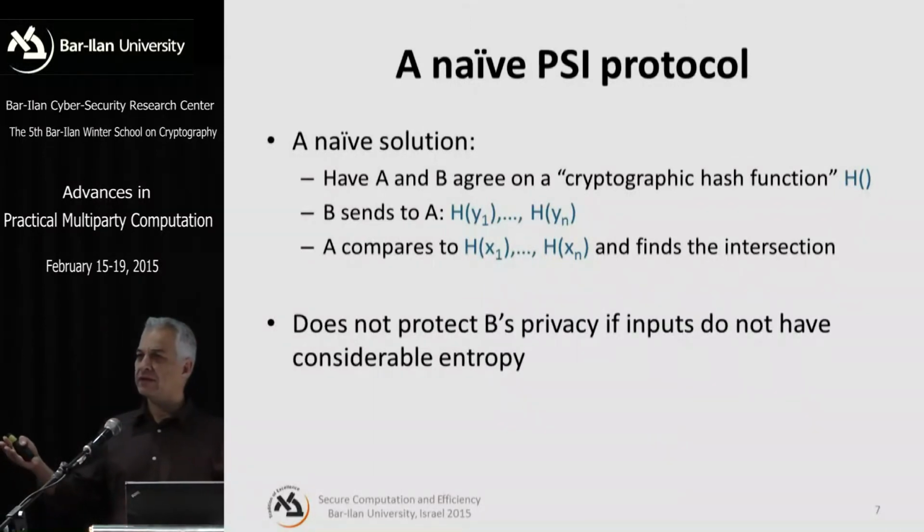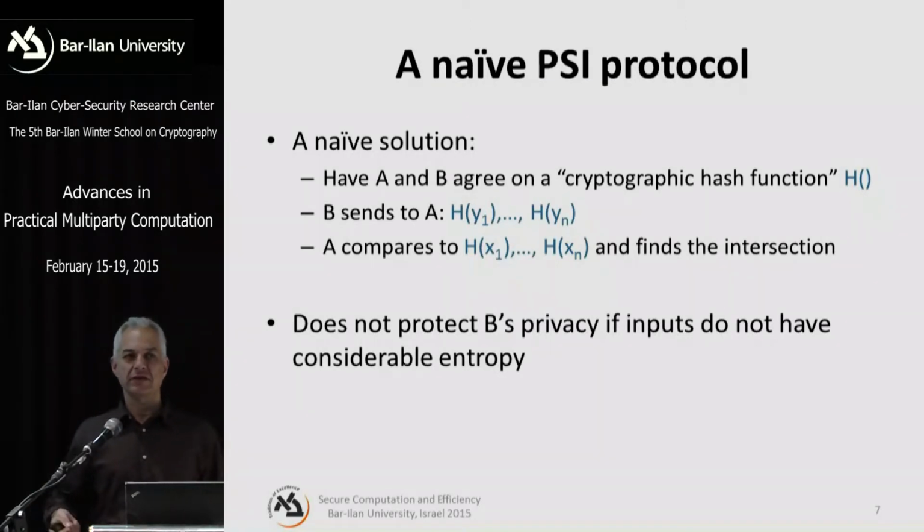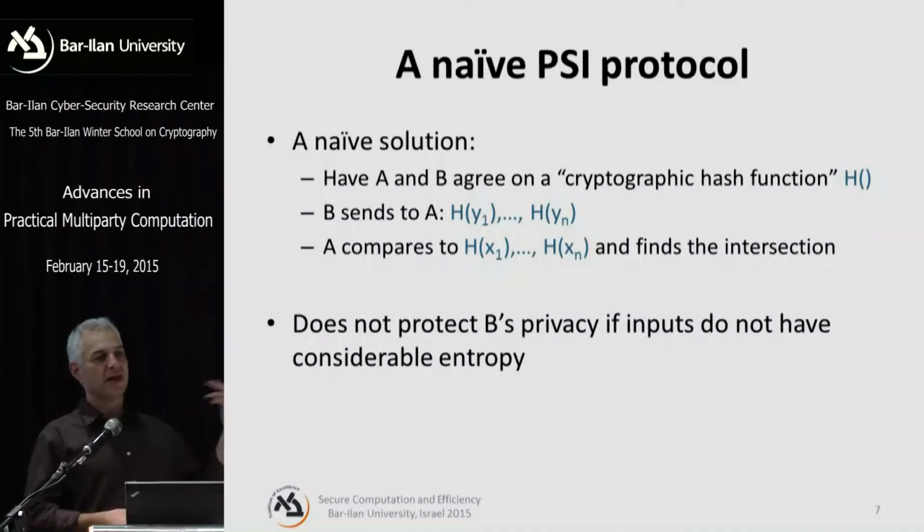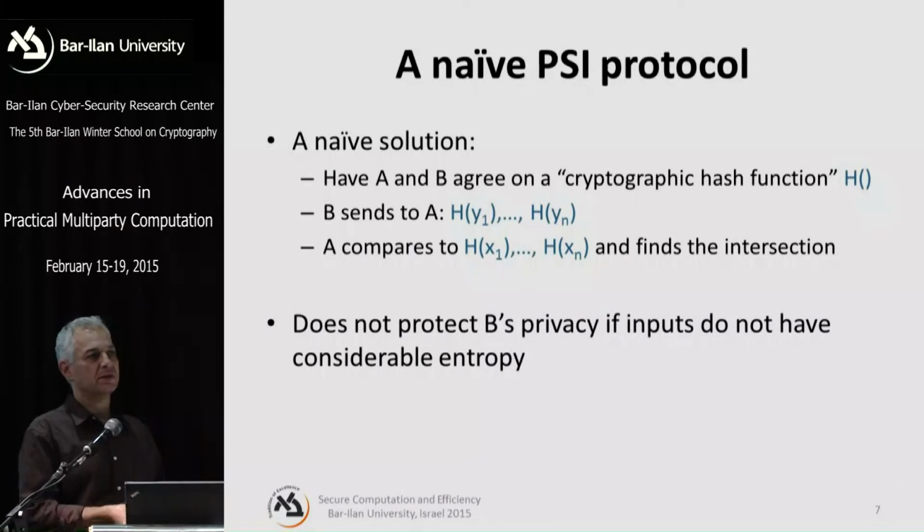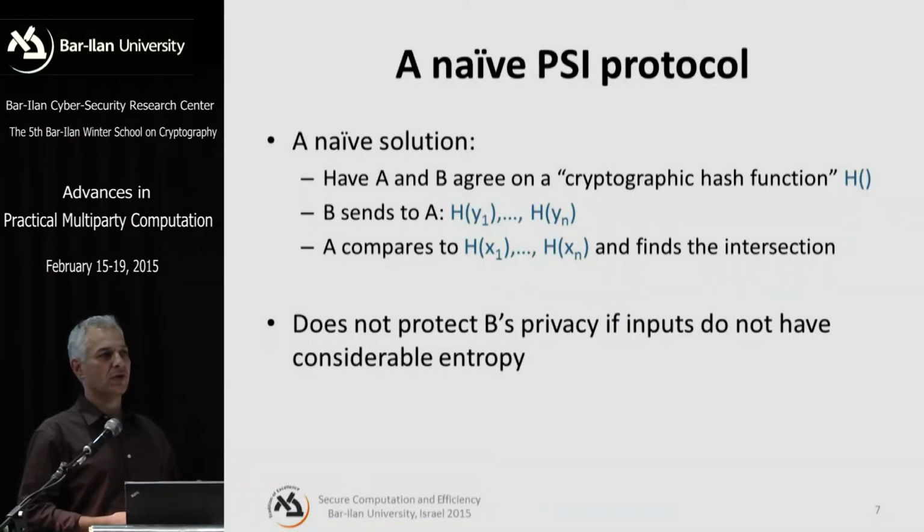It's 2 to the 32, right? So computing 4 billion hashes is very efficient. And now she has a table, and when she gets a hash from Bob, she compares it to the table, and she knows exactly what was Bob's input that caused that hash.